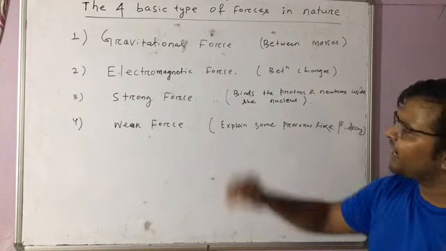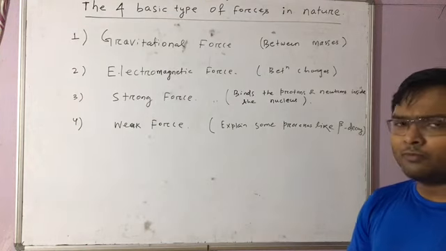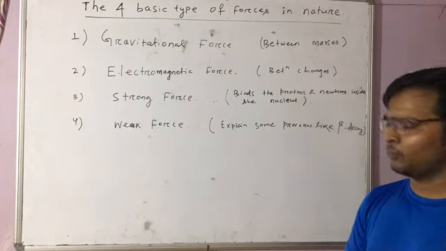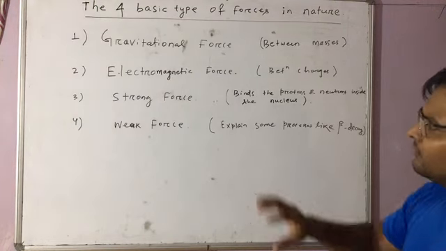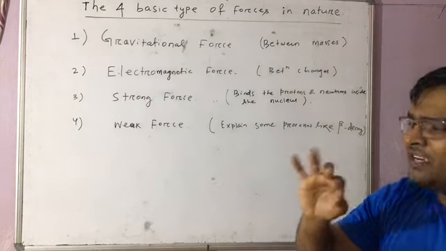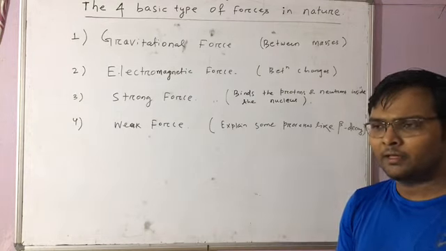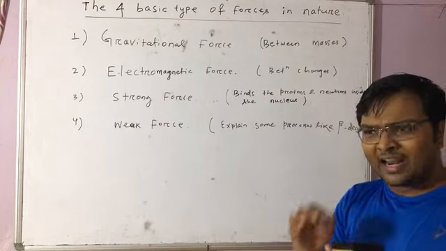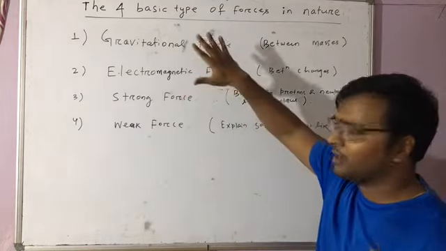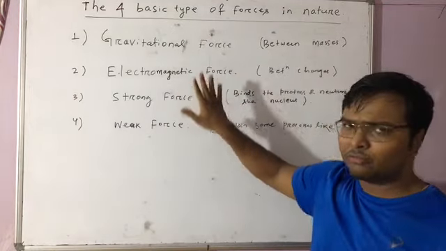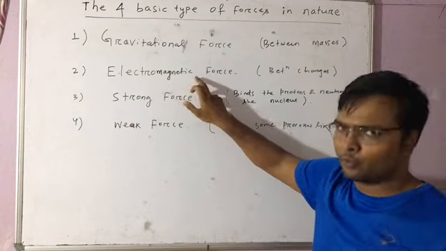Gravitational force. The second one is electromagnetic force. Third one is strong force, and the fourth one is weak force. Clear? We know actually these are the four fundamental forces of nature. There are other forces, but they are not fundamental. Yes, if you try to analyze the other types of forces, the origin might be out of these four. This may be the origin of most of the forces. Clear?